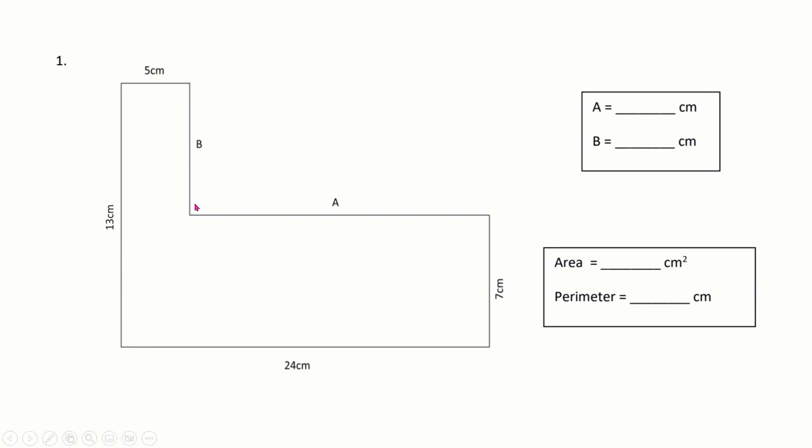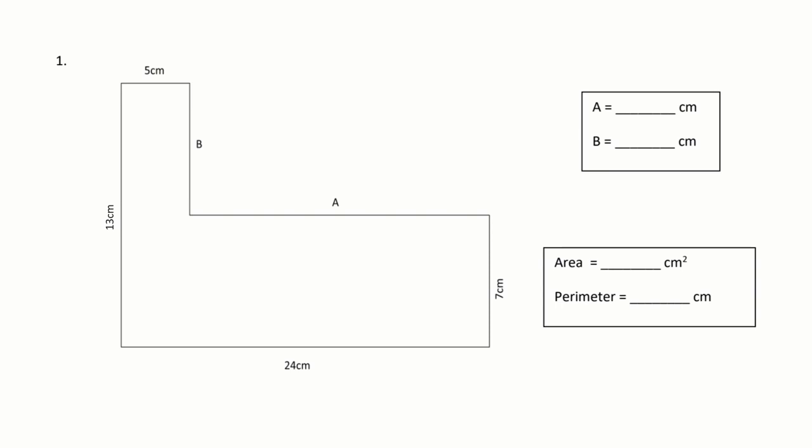B, we don't know the length of that side. You've got A, again, we don't know the length of that side. Then you've got 7 centimetres, 24 centimetres and 13 centimetres. Once we know the length of the missing sides, we add all those numbers together and that gives us the distance of the shape around the outside, the perimeter. So let's look at how we're going to tackle this.